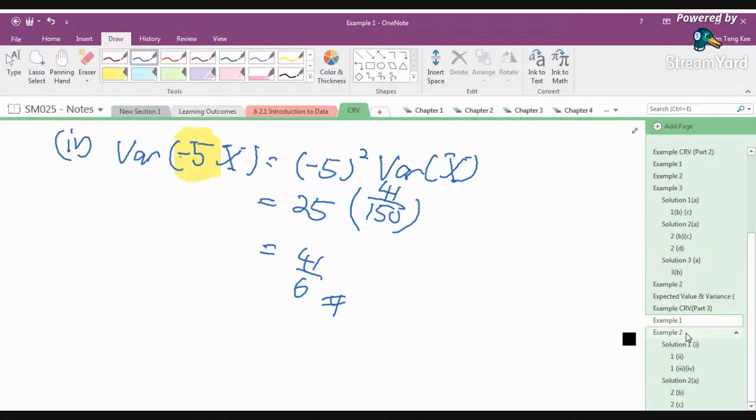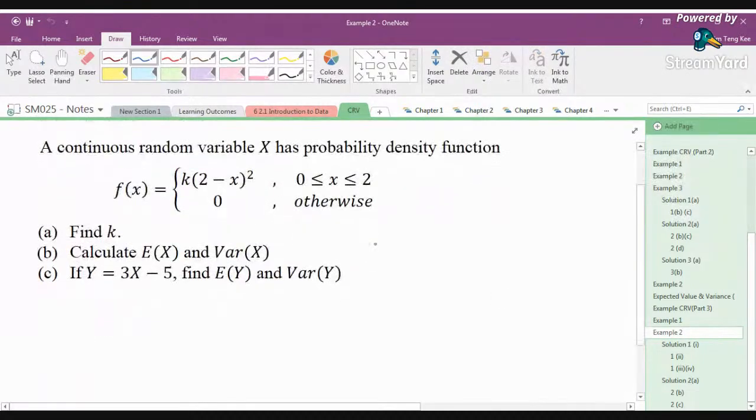Then we go for the last example. Example number 2 for the last part here. You're given a continuous random variable with the PDF as the following. A, find k. B, find the expected value and variance. C, find the expected value and variance also in some other form. So I will start with the calculations on part A to find k.